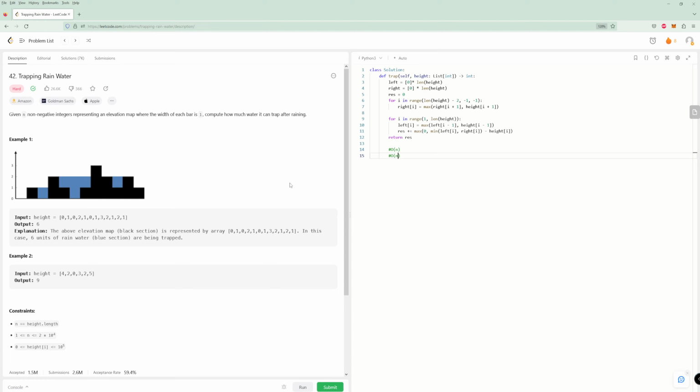Or we could technically not, like in the previous problem where I calculated the left on the fly. That's doable as well, but it's not actually saving us any space in reality because we still have this right array that we have to make. So it's going to be O of n regardless.